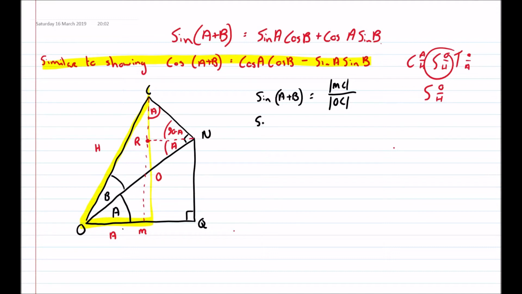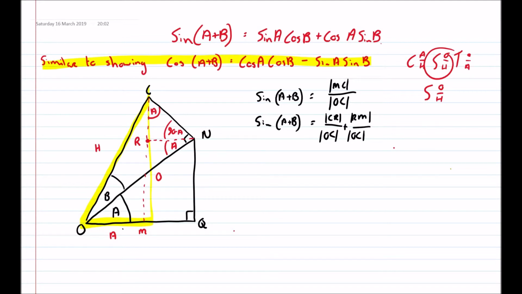But we can rewrite that. If we look at CM, that line, we can actually say that that is CR plus RM. So that equals CR plus RM, over OC. Put the plus in the middle.